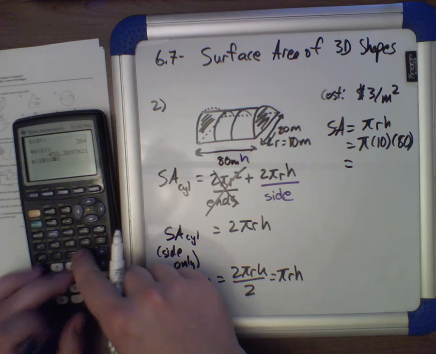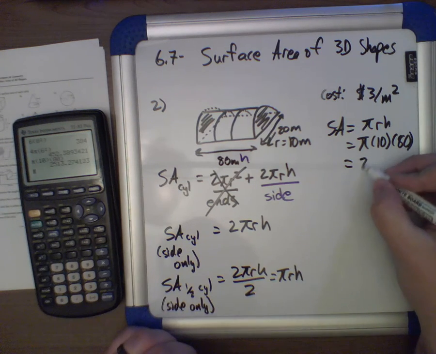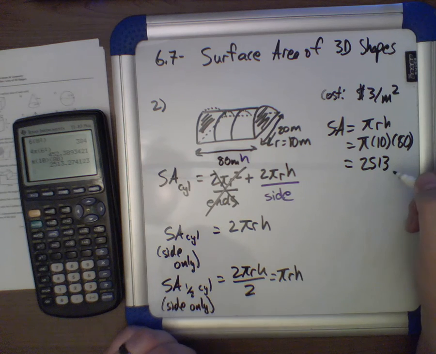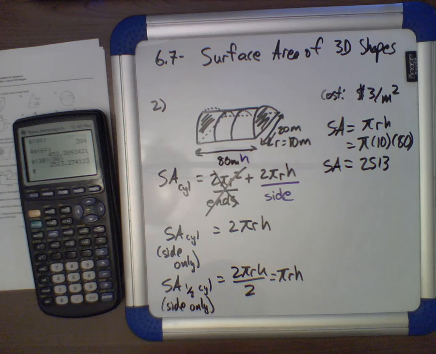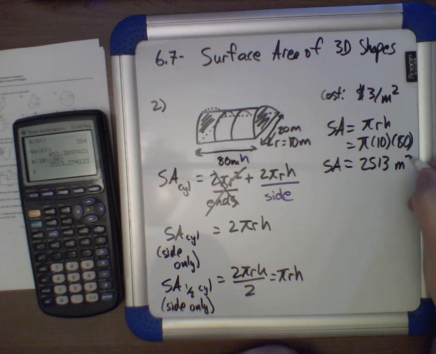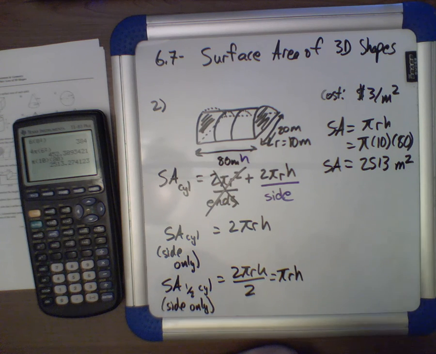Pi times 10 times 80 is 2513, and we'll just round to the nearest whole number. That's fine. And what are our units? Meters, and it's surface area. Area is squared, so it's going to be meters squared. We're not done our question yet, though.